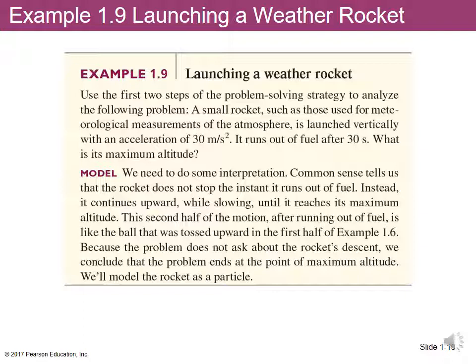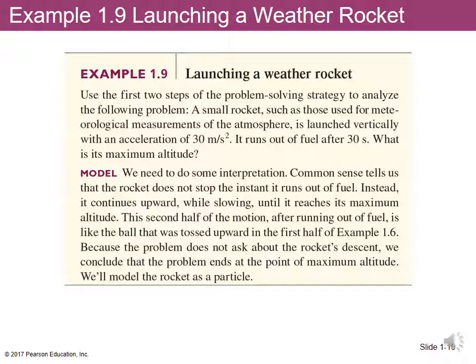So this is a typical physics problem. A small rocket, such as those used for meteorological measurements, is launched vertically with an acceleration of 30 meters per second squared, and then it runs out of fuel 30 seconds later. What is its maximum altitude? So maximum altitude is how high up does it go.